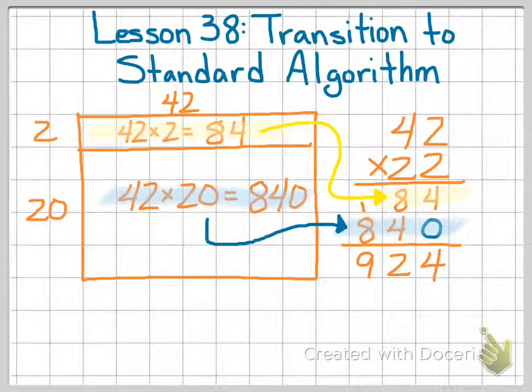Hi, fourth grade, and today we're going to go back over lesson 38 and spend a little more time with this transition to the standard algorithm from our partial products and place value charts, other ways of doing multiplication. So let's jump into an example problem, which is 42 times 22, and relate that to our area model.